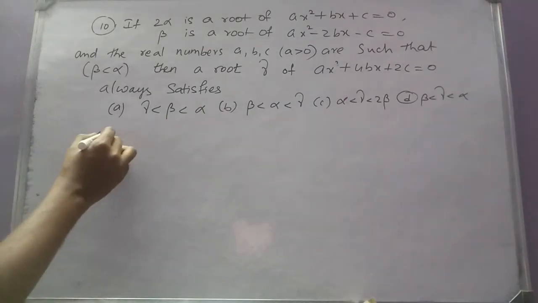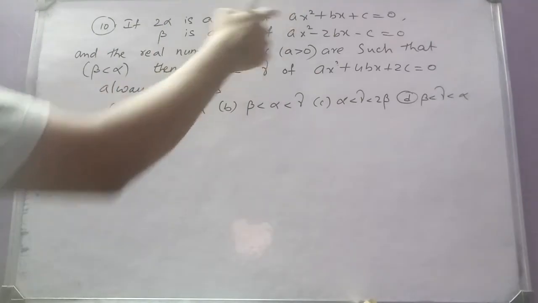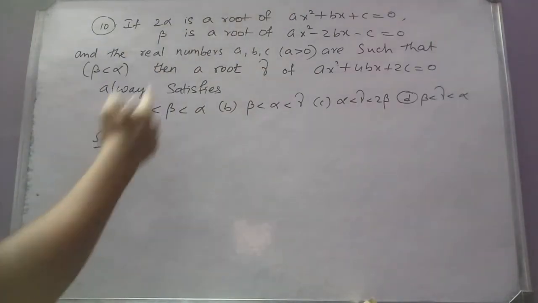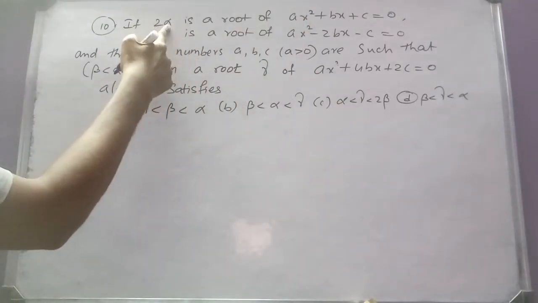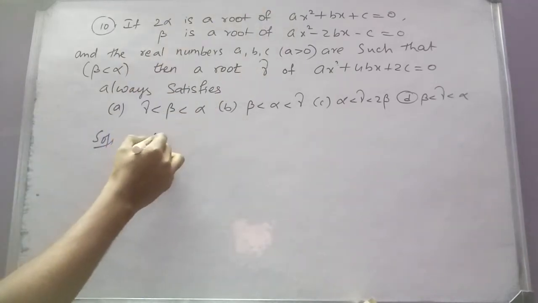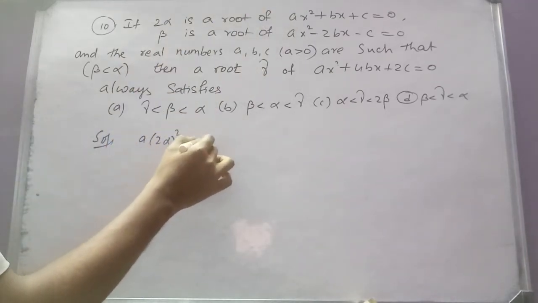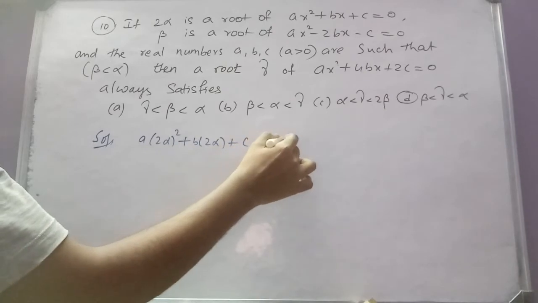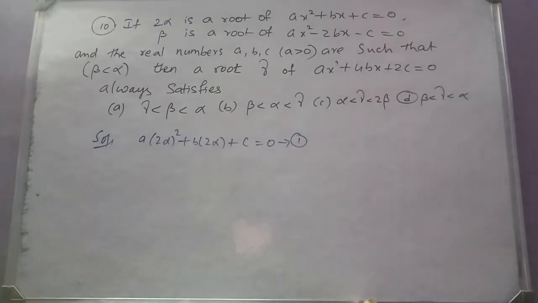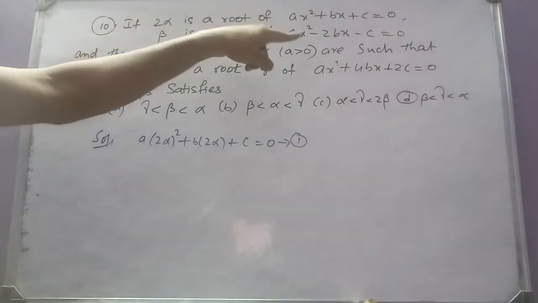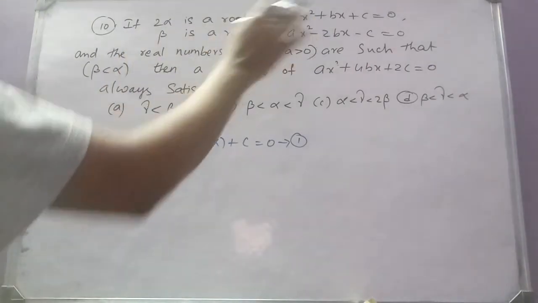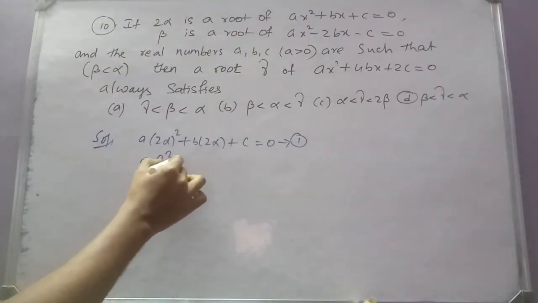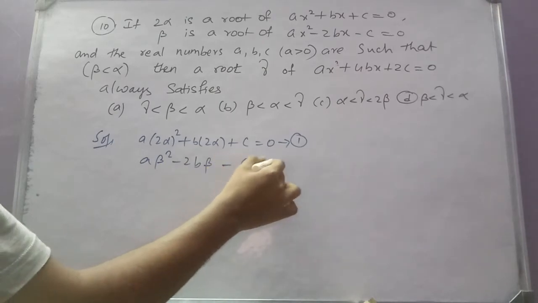So once again, they told 2 alpha is a root of this quadratic equation. Which means that in place of x I can substitute 2 alpha, correct? So substitute a into 2 alpha square plus b into 2 alpha plus c equal to 0. Call this equation number 1. Next, beta is a root of this quadratic equation. So let us substitute beta here. A beta square minus 2b beta minus c equal to 0.